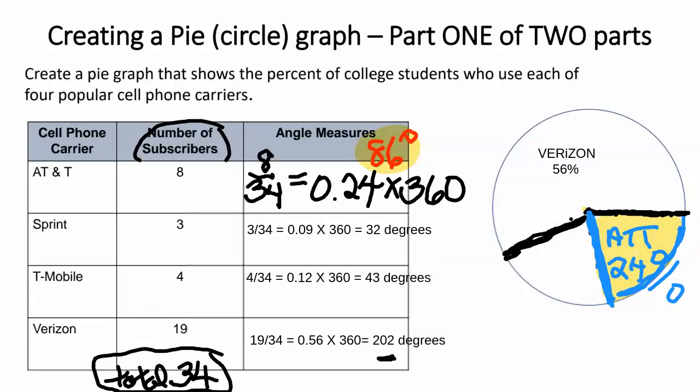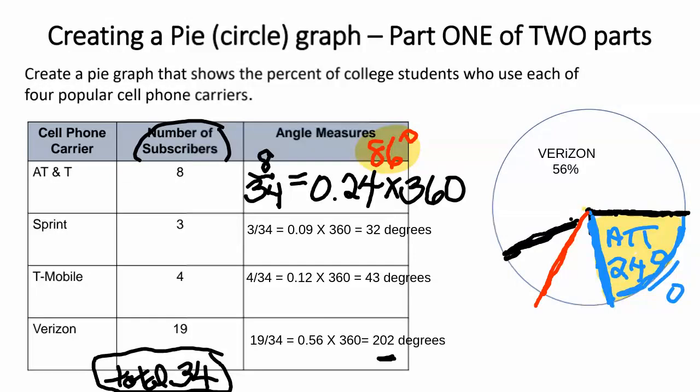Half of the pie is 180. Well, we had 202, little more than half. 86 is a little less than a quarter of the pie. Now, these two, notice one is 43 and one is 32. One is a little bigger than the other. So I'm going to then make one slice of the pie a little bigger than the other.